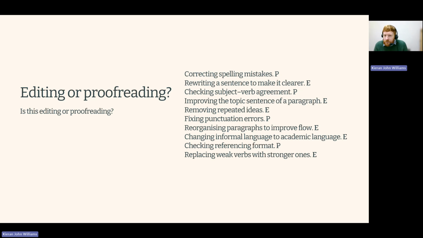Fixing punctuation errors like full stops, commas, etc. This is proofreading, okay, because this is coming after your ideas are solid and in stone.